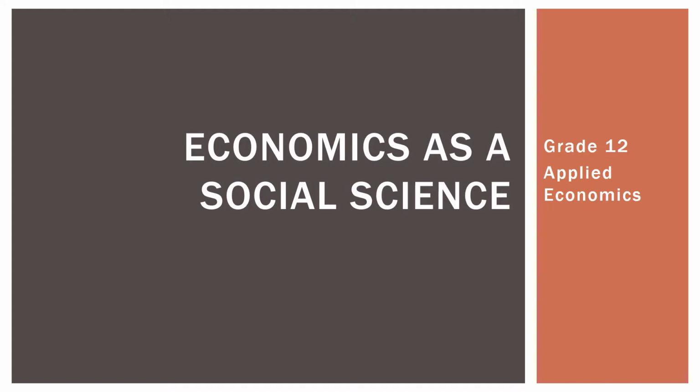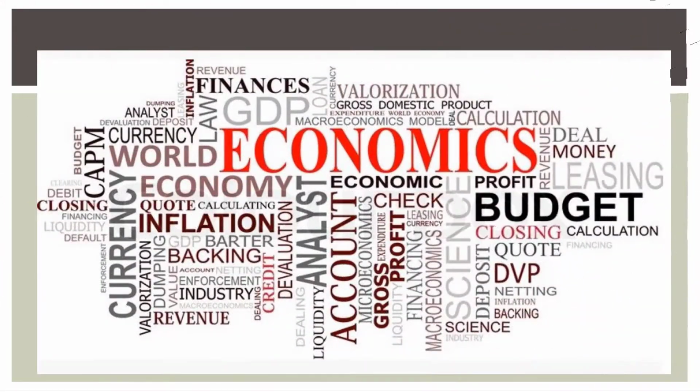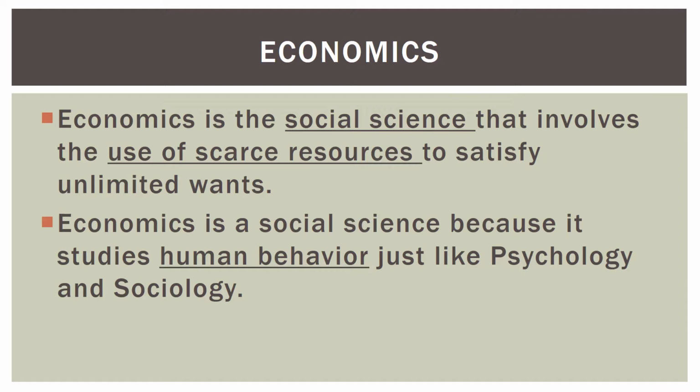Economics is a social science. Economics is the social science that involves the use of scarce resources to satisfy unlimited wants. Economics is a social science because it studies human behavior, just like psychology and sociology.